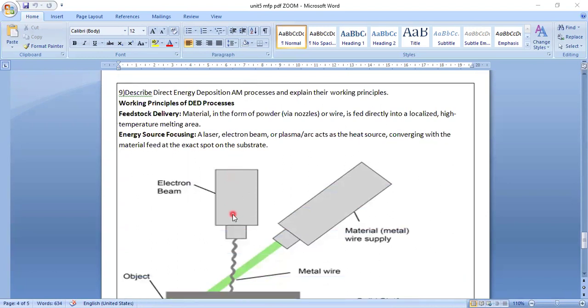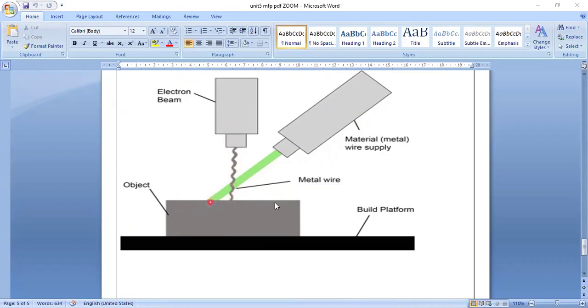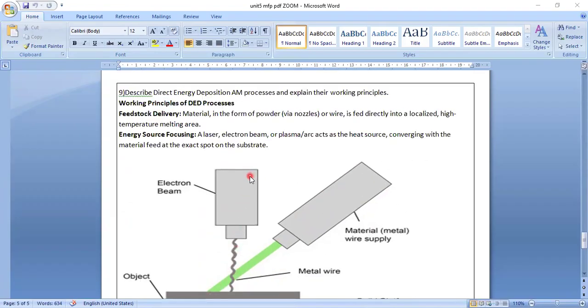Ninth question, describe the direct energy deposition additive manufacturing process. Here you can see this is direct energy deposition. The material wire is coming here and the electron beam is coming here. Both are mixing at this point. So this wire is melted and deposited on this part layer by layer. This is a build platform. This is one of the methods, as I showed in the classification.